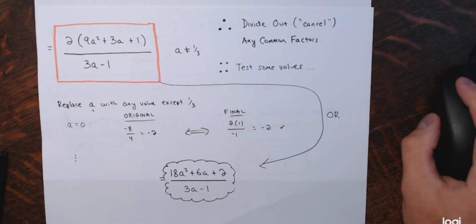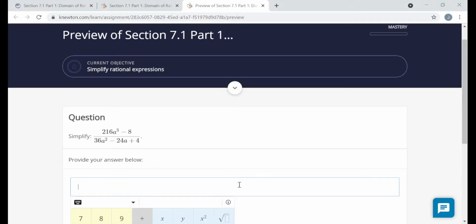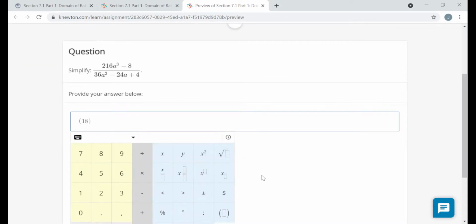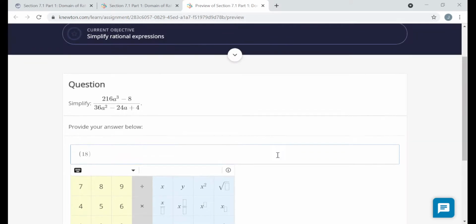So going back to the assignment here, I'll enter that final fraction. I would put parentheses around the entire numerator, just so it knows when you put the division symbol that that's the numerator. Or you could do this. There should be a fraction bar here, something where you can enter fractions like this. But I just put parentheses around my numerator.